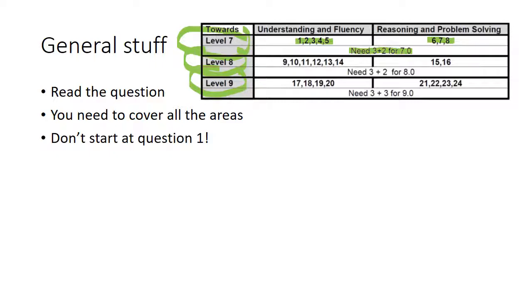If you'd answered it and you'd got all of these right and all of these right, I'm instantly going to put you at level 9. Now, I don't suggest that you just do that. I would suggest that you actually try and answer more questions than that as a bit of a backup.